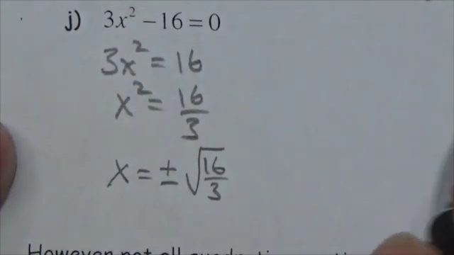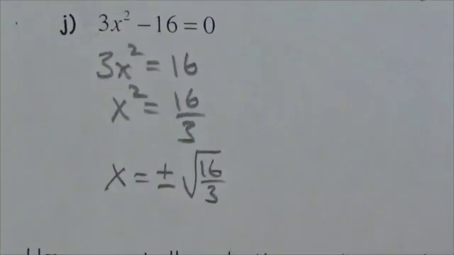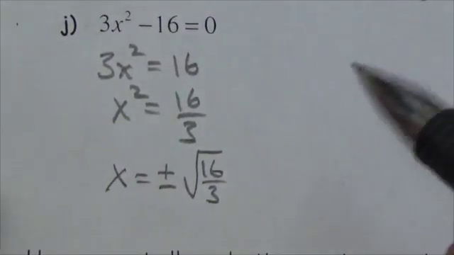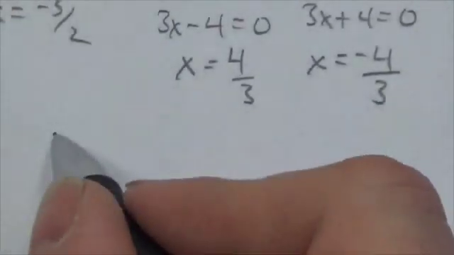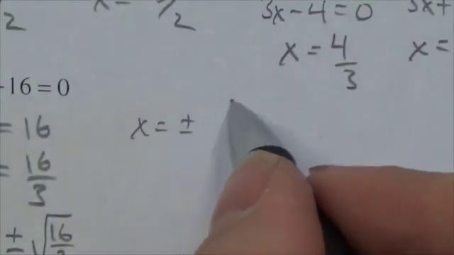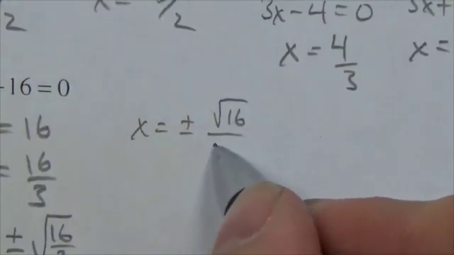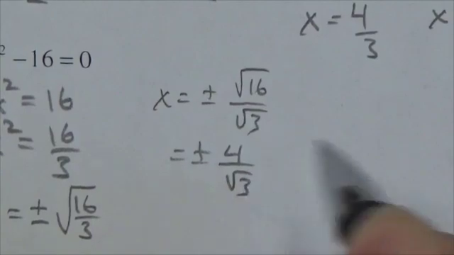Now, you should remember from a while back that you can distribute that radical to the numerator and denominator here, and so this would end up being plus or minus the square root of 16 over the square root of 3. That's going to be plus or minus 4 over root 3.